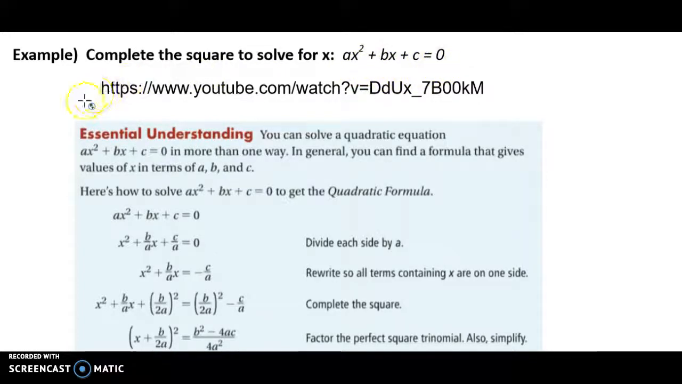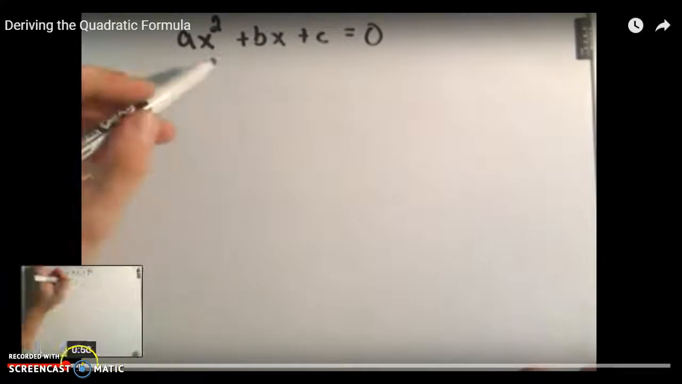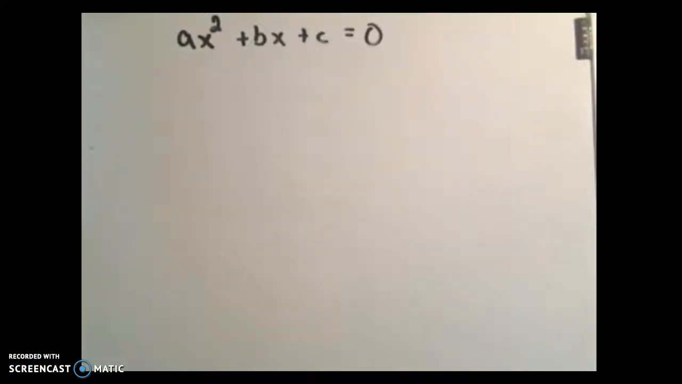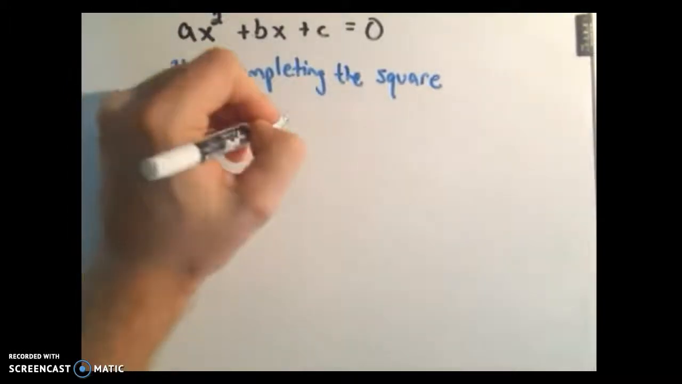I think the easiest way to learn is from this YouTube video. What we want to do is find a solution to the equation ax squared plus bx plus c. And the technique that I'm going to use on this one, we're going to use what's called completing the square. So I'm going to group the x terms together.